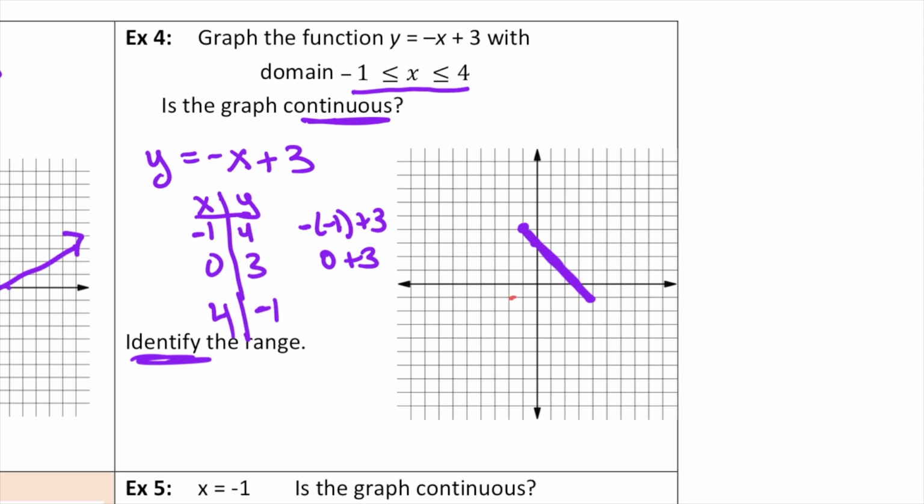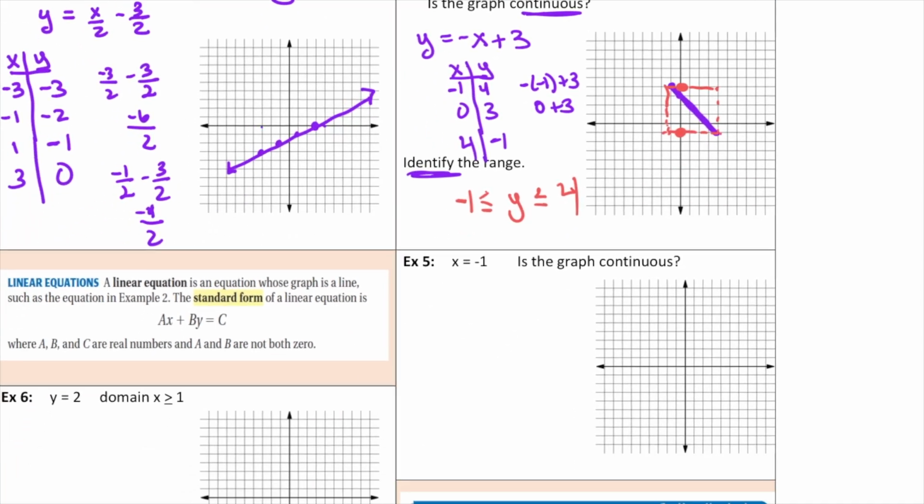So if I draw my box around my answer, just to help guide what I'm doing, the y values are trapped between -1 and 1, 2, 3, 4, 5. No, 4. So -1 is less than or equal to y is less than or equal to 4. So we have our y values trapped between -1 and 4.